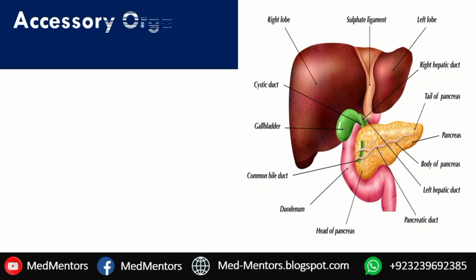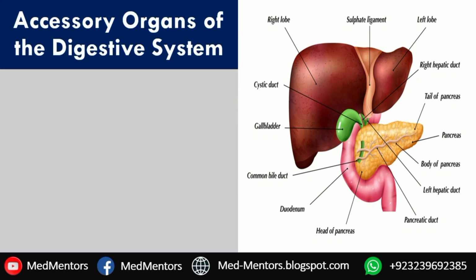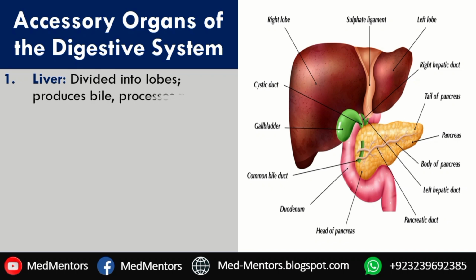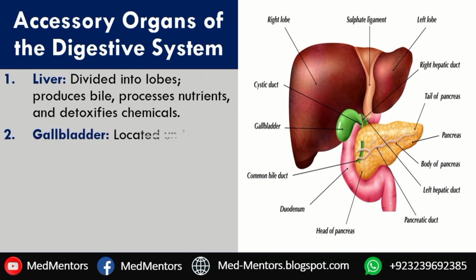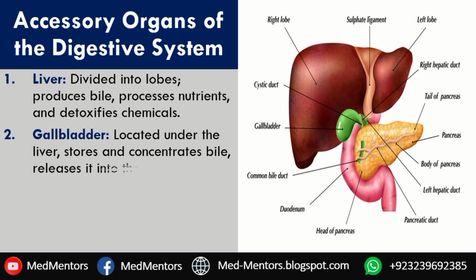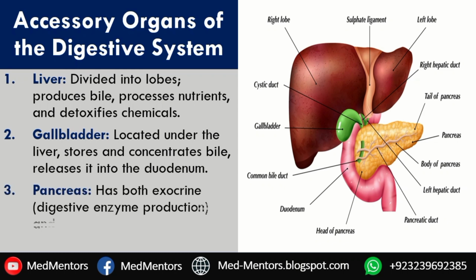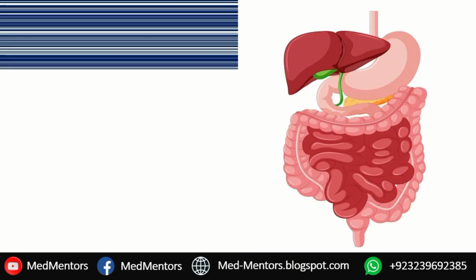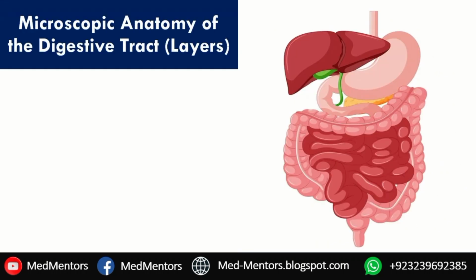Next, accessory organs of the digestive system. Number 1. Liver. Divided into lobes, it produces bile, processes absorbed nutrients, and detoxifies various substances in the body. Number 2. Gallbladder. Located under the liver, it stores and concentrates bile, releasing it into the duodenum for fat digestion. Number 3. Pancreas. Functions both as an exocrine gland producing digestive enzymes and an endocrine gland regulating blood sugar through insulin and glucagon.